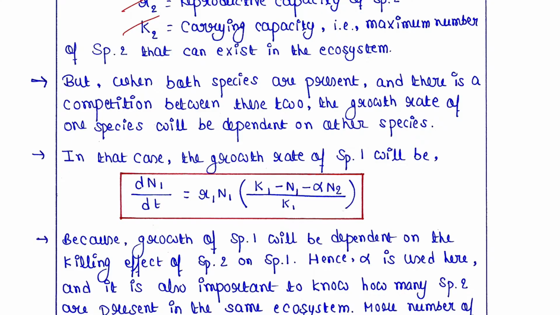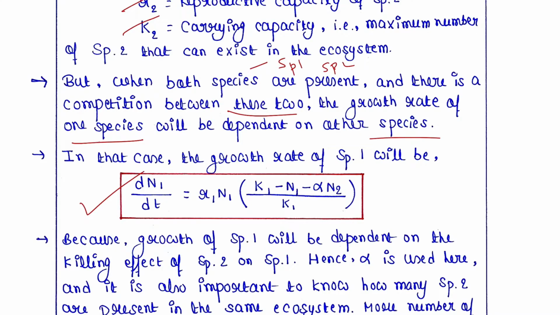But when both species are present, so now species 1 and species 2 both are present, and there is a competition between these two. So now the competition will arise because both of them are present. So the growth rate of one species will be dependent on the other species, because I have already mentioned, if the growth rate of one species is high, the growth rate of another species will obviously be low. That's why if you need to check the growth rate of one species, you have to consider the growth rate of another species also. Therefore, this equation is a little bit changed. The equation will be modified like this.